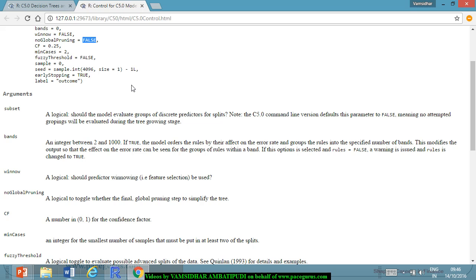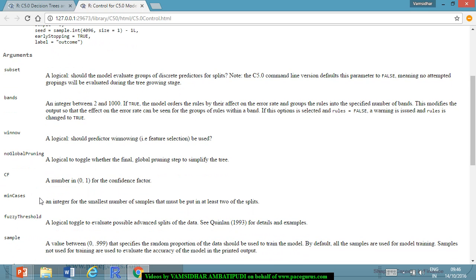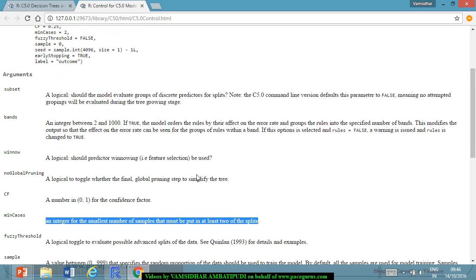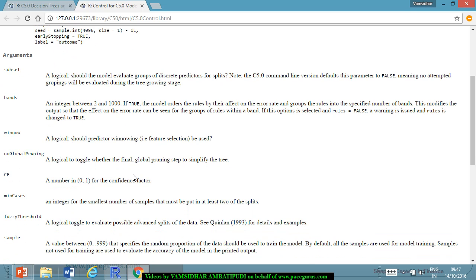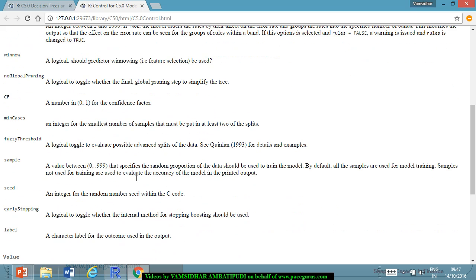Then a few other things, I can set the minimum number of cases. In each leaf node, what should be the minimum number of cases that should lie? The default is it will go until there should be at least two cases, two records in each of the leaf nodes. One record cannot be there. But if I say no, let it be a minimum of 10, then I have to set it as part of the control parameters. So these are some of the important things that I can very well set.